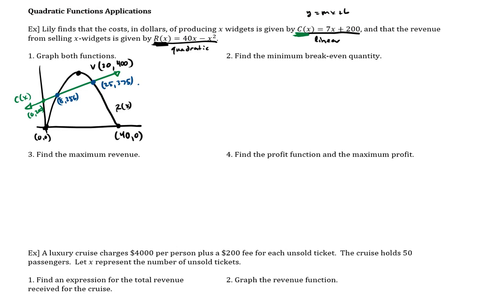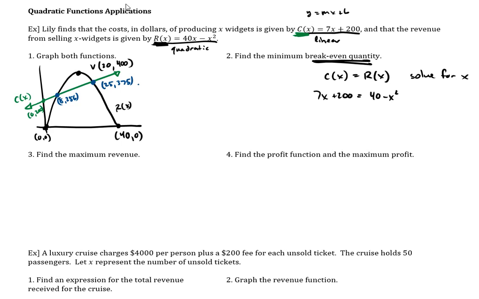All right, in step 2, it says find the minimum break-even point, or break-even quantity. The break-even, when talking about cost and revenue, is where they equal each other. They equal each other where the graphs intersect, and we're solving for x values when we're doing this. Solve for x. If I were to substitute these in, we could solve it using our methods to solve these types of equations without a calculator.